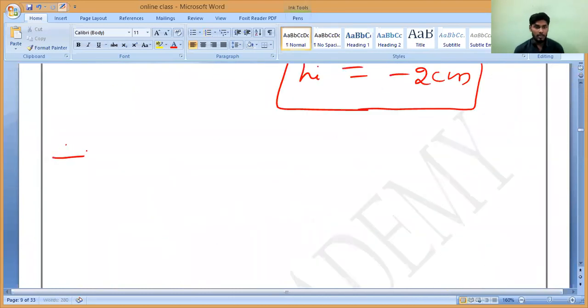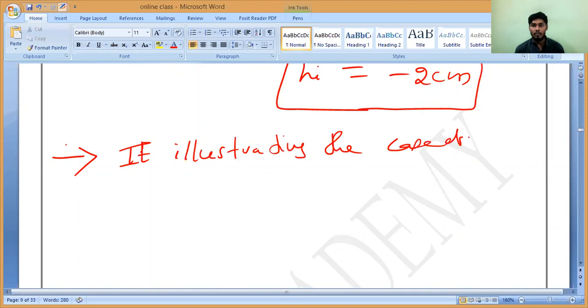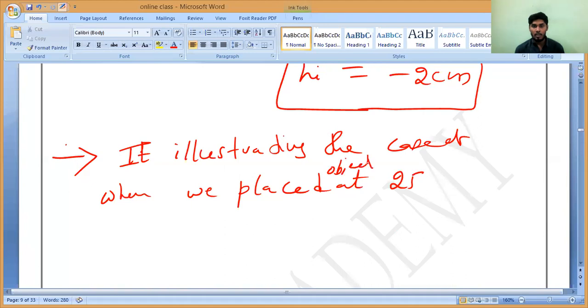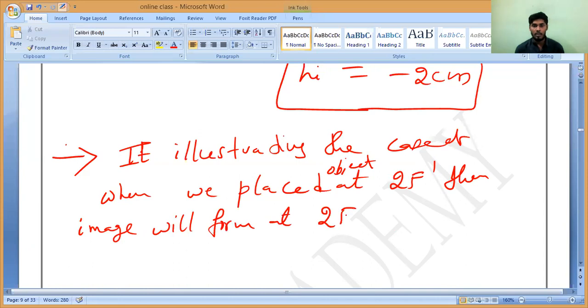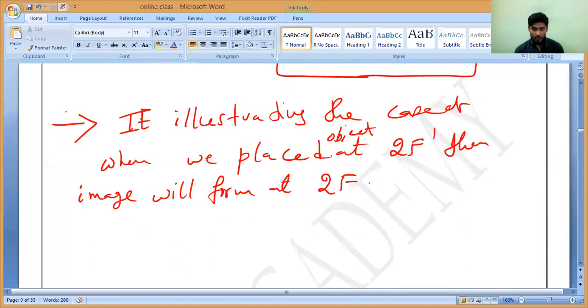Is there any doubt? Anybody ask? That is what it is writing. It is illustrating the case of when we place the object at 2f dash, then the image will form at 2f. Do you understand, all of you?